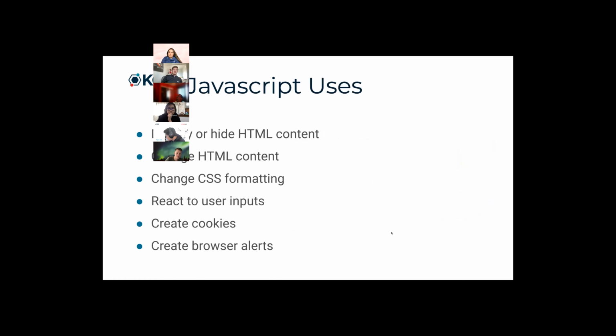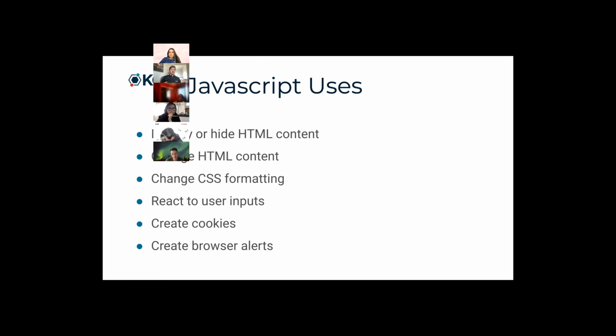Some very common uses of JavaScript are, one, to display or hide HTML content. You could also use it to change HTML content of some sort, if you want to maybe change the wording of something. You could also change CSS formatting. So I could maybe change a button from green to red based on the calculations of JavaScript.